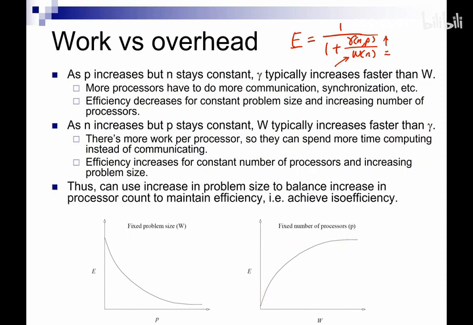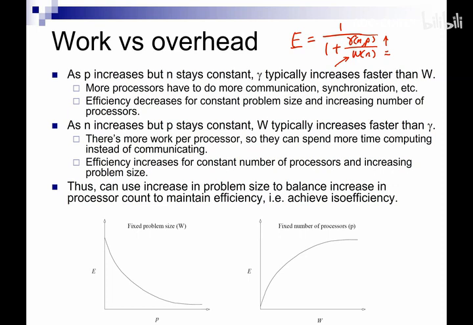Now for isoefficiency, what we want to do is to both increase the number of processors and increase W, but to do this in a way that they balance each other so that we can maintain the same efficiency. So we don't want our efficiency to decrease, and we also don't need it to increase. By increasing both P and W at the same time, we can maintain the same efficiency. So that's what isoefficiency is.